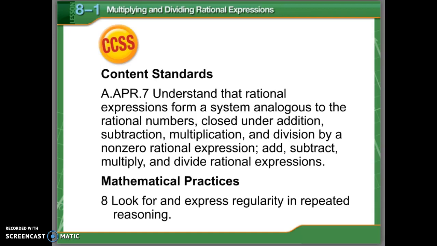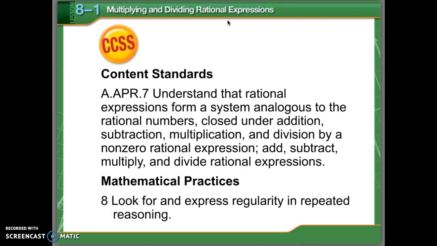All right, we're in Unit 2, Lesson 8. We're starting a new chapter in the textbook with this lesson. This is Chapter 8, Section 1 out of the textbook, and we'll be talking about multiplying and dividing rational expressions. And all of Chapter 8 is about rational expressions.